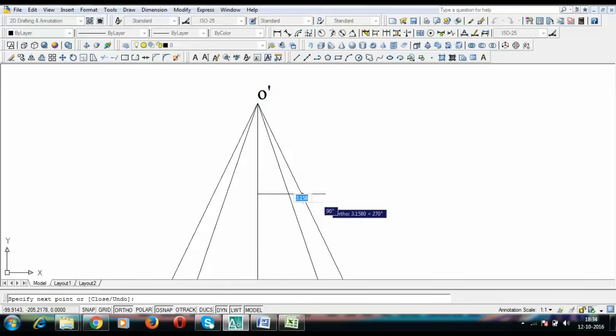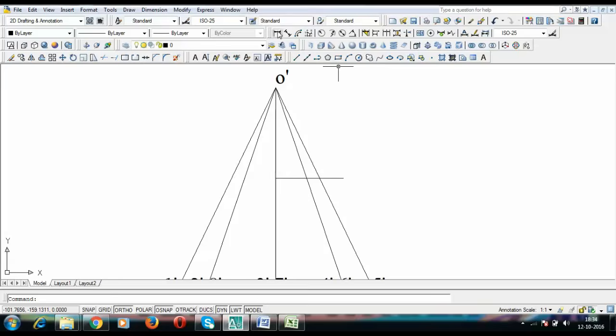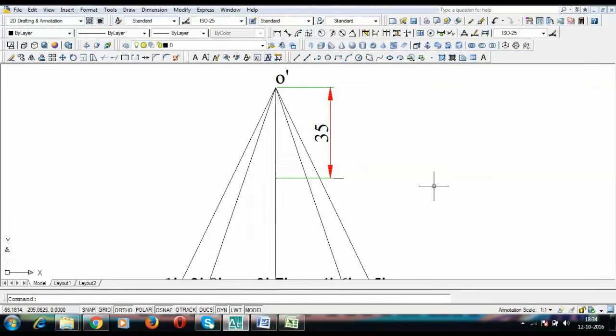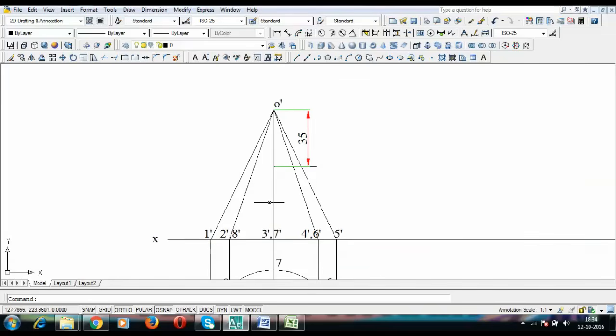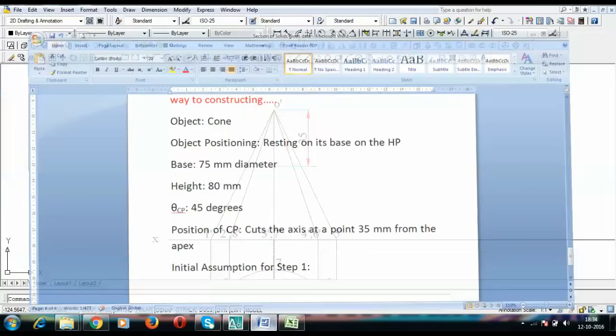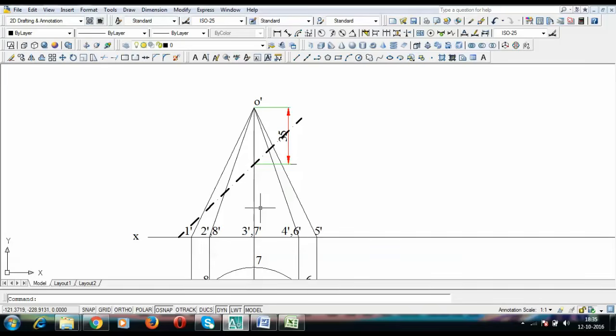Let us just randomly draw a line over here, and this actual point is, let me show you, this is 35 millimeters, and through this point I'm going to draw a cutting plane at an angle of 45 degrees. Okay, let's do this quickly. Now the portion of the cone below the cutting plane has to be darkened.